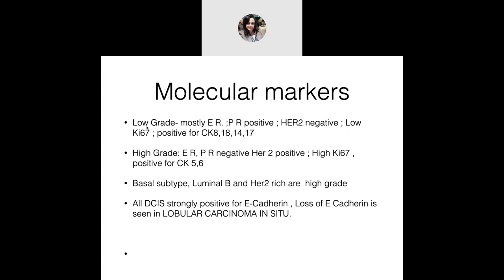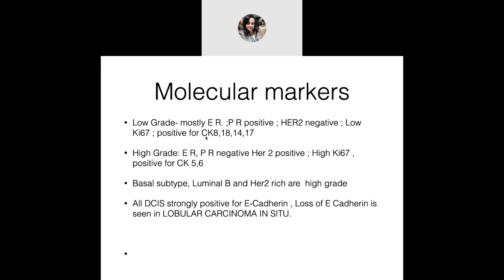Okay, and Ki-67, which is a marker of, what is Ki-67 indicating? Please tell somebody. Proliferation. Mitosis. It's a proliferative marker. It indicates the degree of proliferation or mitosis in the tumor. If tumor cells are proliferating rapidly, high mitotic figures are found, then Ki-67 score is high.